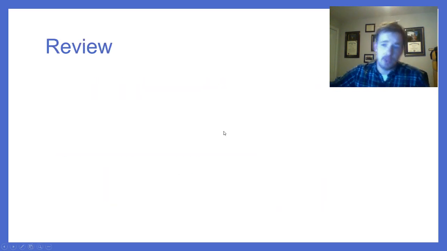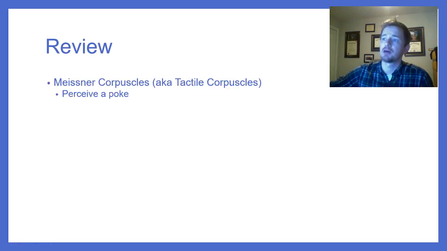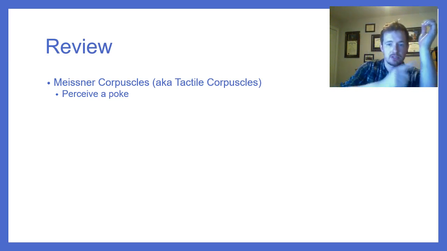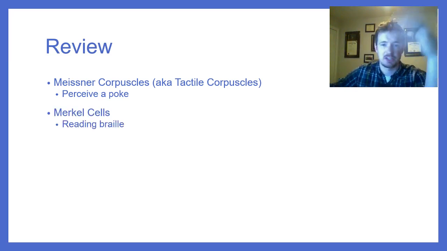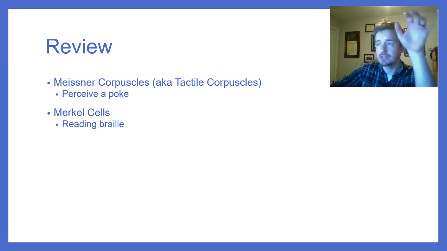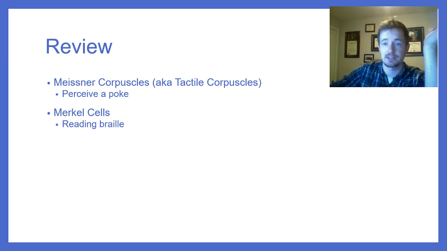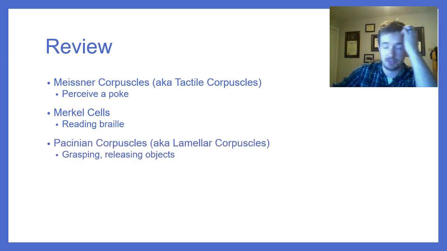But for now, I want to quickly review some of these different somatosensory cells. So we have the Meissner corpuscles. Sometimes the book refers to these as tactile corpuscles. If you're getting poked, that kind of change in your skin, that's the Meissner corpuscle. Merkel cells, as I mentioned, are kind of like reading Braille. So those kinds of texture differences, for people that don't have sight, that are able to read using tactile sensations.